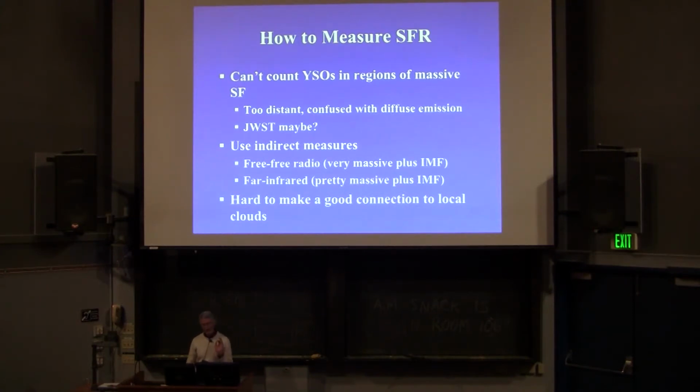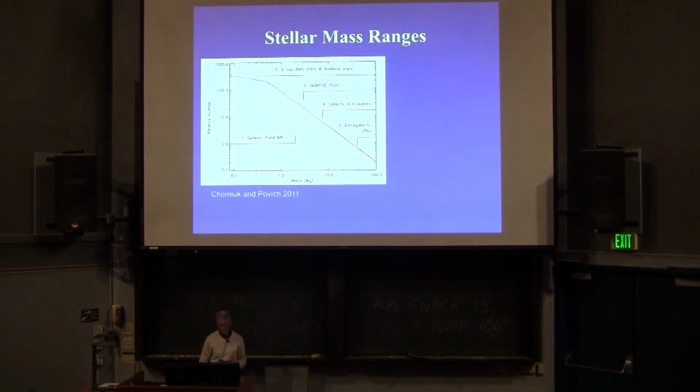So at the moment we have this problem that we have a way of measuring star formation rate in nearby clouds by counting YSOs, and then in the more distant clouds and the ones that are making massive clusters, we have to switch to another method. And so putting us on the same scale is a serious problem.